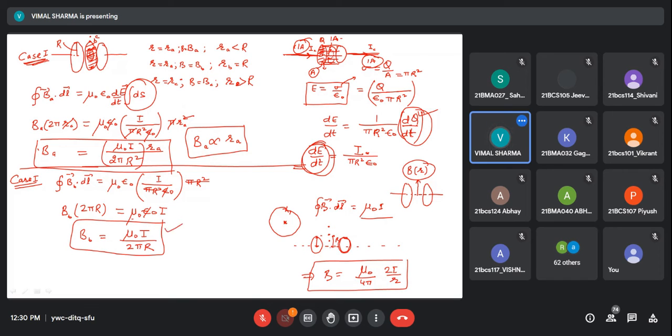This is magnetic field at this point at the edge. Okay, then third case is I can write Ampere's law to find magnetic field at C point, and C is outside the capacitor plates, or you can say distance of C from the center is greater than the radius of the capacitor plates.